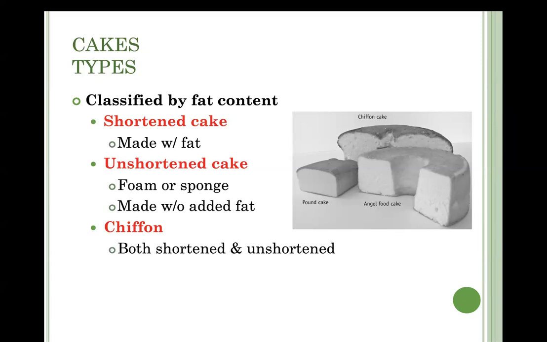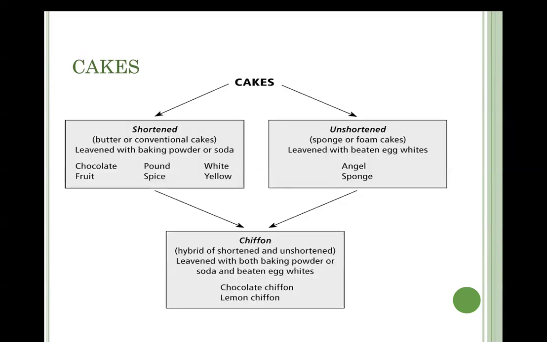Whereas our unshortened cakes, all right, they're tender because we add a foam to them or a sponge. All right. So these are made without fat, but we still get that aeration. We get that nice, delicate, tender texture from it. And when we're looking at our chiffon cakes, it's a combination of our shortened and unshortened cakes. We will get into that.